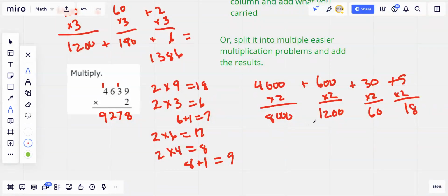Let's see, 8,000 plus 1,200, will that be 9,200? I'm just going to jot this down as I go, and then plus 60 more would be 9,260, and plus 18, that would be 9,278. And yeah, we got the same answer. So which one works faster for you? Practice a few, try it out, and see what you like. But that's a little bit of work with multiplying 3 and 4 digit numbers by 1 digit numbers.